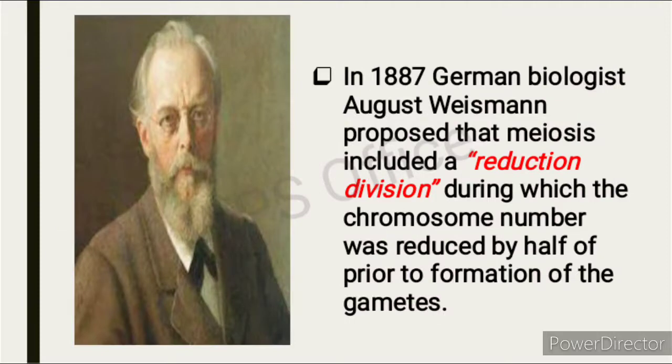About the same time, the process of meiosis was described, and in 1887, the German biologist August Weismann proposed that meiosis included a reduction division, during which the chromosome number was reduced by half prior to formation of the gametes. If a reduction division did not occur and each gamete contained the same number of chromosomes as in the adult cell, then the union of two gametes would double the number of chromosomes in the cells of the progeny. The number of chromosomes would double with each and every generation, which obviously does not and cannot occur.